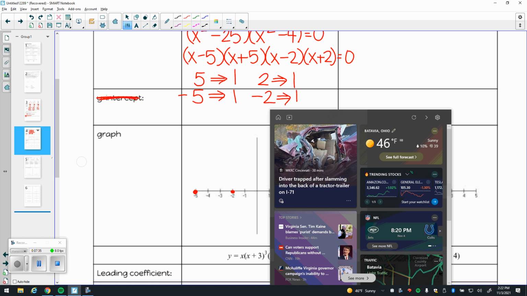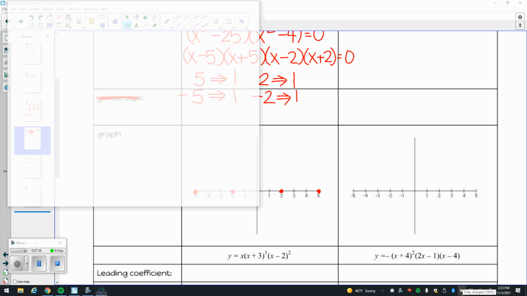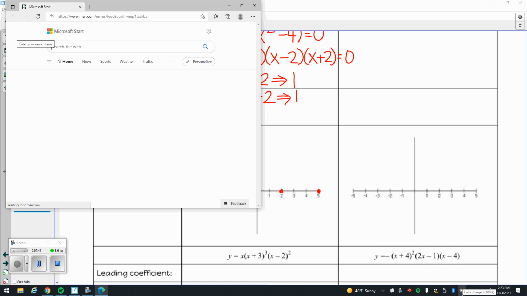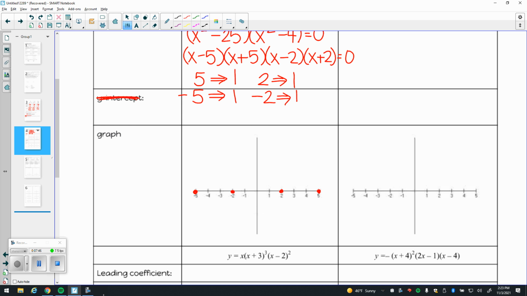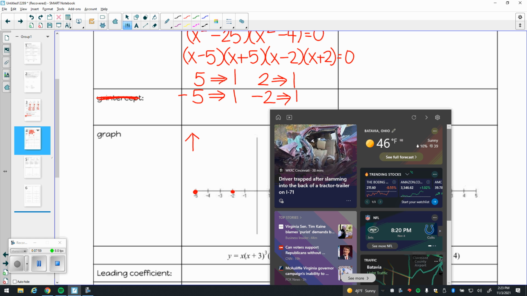Now, I also want to recognize that my end behavior is important. What's my end behavior for this example? It's up and up. You're going to see me put it above my first zero and my last zero. Why am I putting it above those? Because that's where it's going, right? You're not going to come back down anywhere else from there.